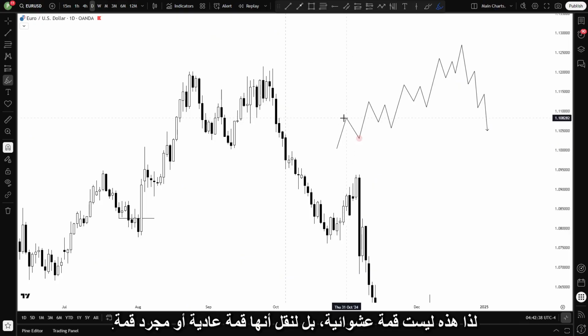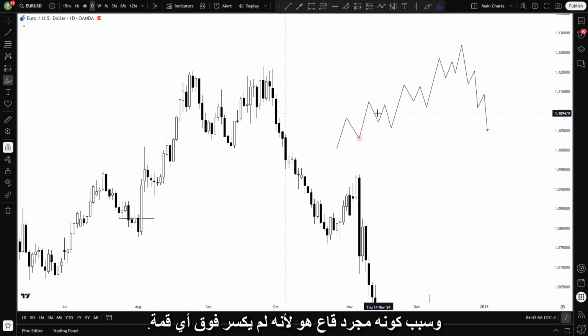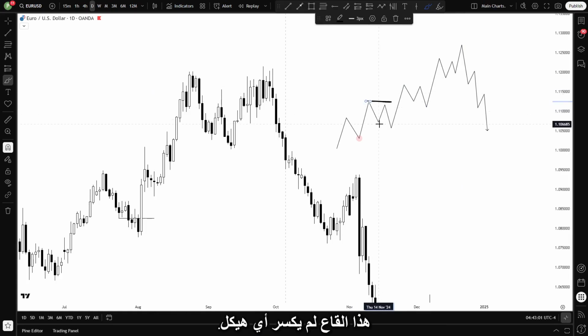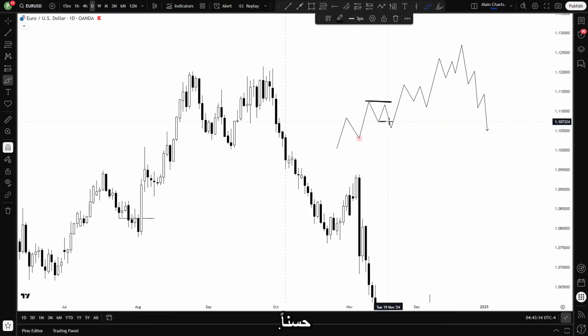So let's call it a normal or ordinary or just a high. This is just a high, but this is a key low. This is just a high, but this is also just a low. And the reason it is a low is because it hasn't broken above any highs. This low hasn't broken any structure. And once price closed below this low, this wouldn't have been a correct structural shift because it closed below just a low.